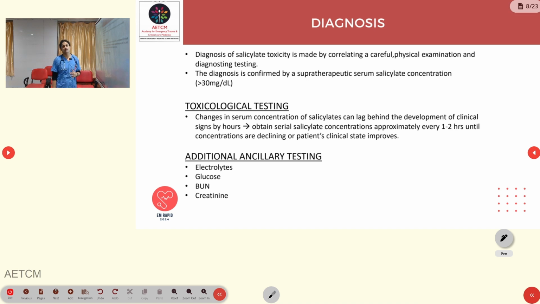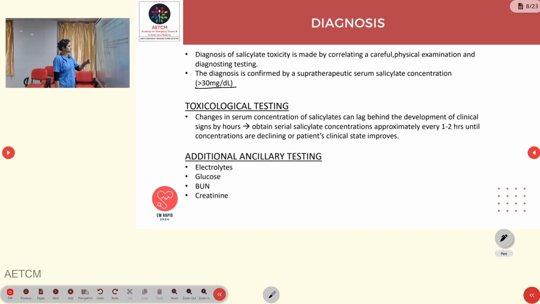Coming to diagnosis. The diagnosis of salicylate toxicity is made by a careful physical examination and diagnostic testing. The diagnosis is confirmed by a supratherapeutic serum concentration, that is more than 30 milligram per deciliter. In toxicological testing, changes in serum concentration of salicylates can lag behind the development of clinical signs by hours. So, we have to obtain serial salicylate concentrations approximately every 1 to 2 hours until the concentrations are declining or the patient's clinical state improves.